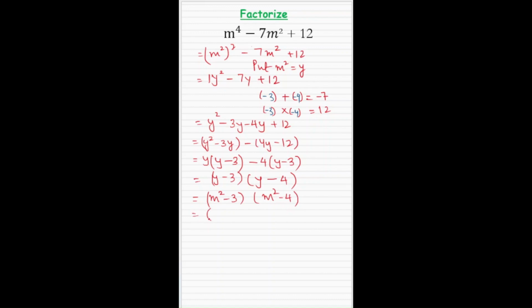Now I can see that I cannot do anything with the first bracket, but the second bracket is basically a difference of squares. This is the identity a^2 minus b^2 equals (a minus b)(a plus b). So the first bracket stays as it is, and m^2 minus 4 becomes (m minus 2)(m plus 2). So this is the complete factorization of the given polynomial.